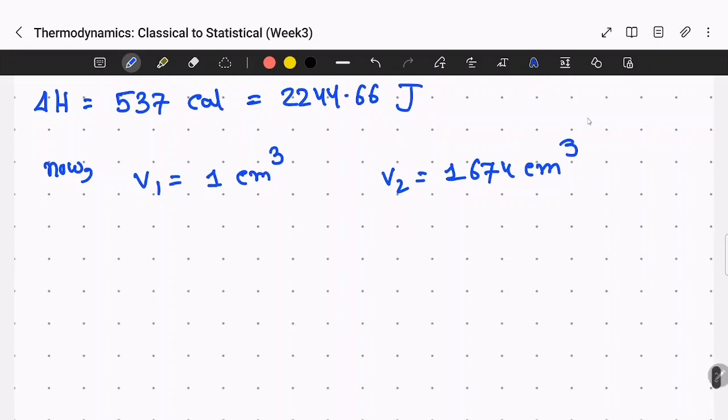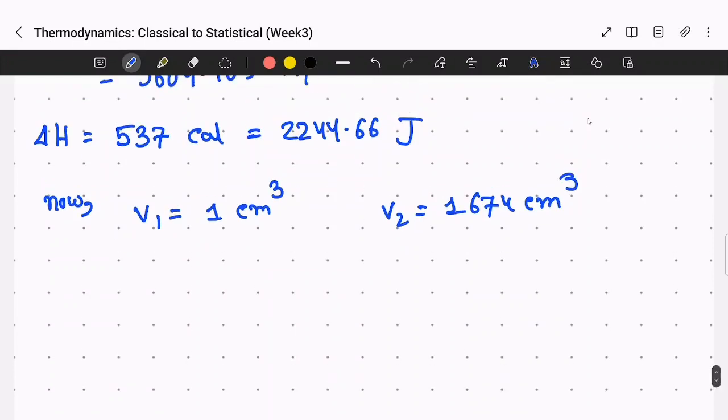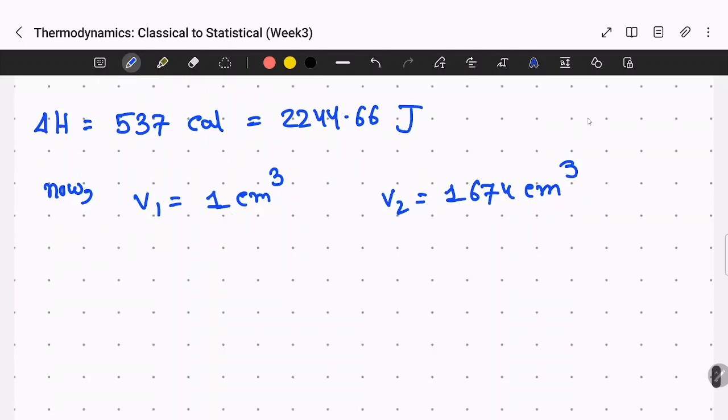Okay. V1 is the volume of the water, that is 1 centimeter cube, because we are considering 1 gram. For water, the density is 1, right? So 1 gram of water occupies 1 centimeter cube of volume. So V1 is 1 centimeter cube. Why didn't we use the Clausius-Clapeyron equation? Because in the Clausius-Clapeyron equation, we are not considering the volume of water, but here the volume of water is 1. We can ignore it, but still it is better to account for that also.